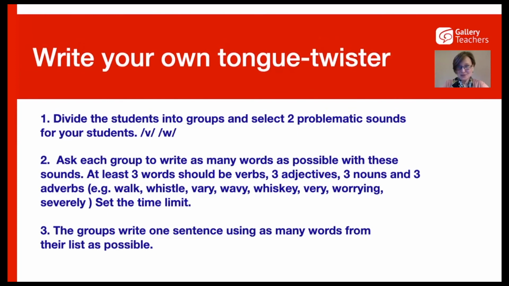So what you do is you can divide them into groups and select 2 problematic sounds for your students. So in this case, it can be the v, w sound, and then ask each group to write as many words as possible with these sounds. Set the time limit, but at least 3 words should be verbs, 3 adjectives, 3 nouns, 3 adverbs. For example, it can be walk, whistle, very, wavy, whiskey, worrying, severely.